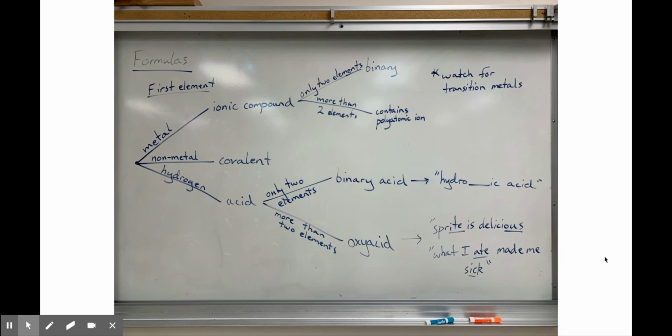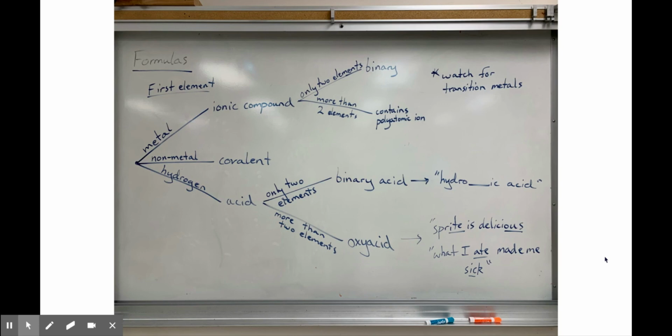If it's only 2 elements, it's a binary compound. And all you're going to do is write the name of both of the elements, but change the ending of the second one to "ide." Now, if there's more than 2 elements, there's got to be a polyatomic ion in there. So you're going to have to look up the name of that polyatomic ion. If the formula starts with a nonmetal, you're dealing with a covalent compound. So you're going to follow the same rules as ionic compounds, but you're going to use prefixes.